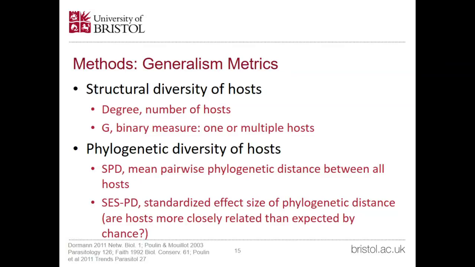And then, essentially, because you can measure generalism in the same way you measure any type of diversity, now we're looking at phylogenetic diversity of the hosts. So we had two measures based on the pairwise genetic distance between each of the hosts. One was just the distance averaged, and the other is a comparison of whether the hosts were more closely related than expected by chance from the pool of hosts that we were working with.